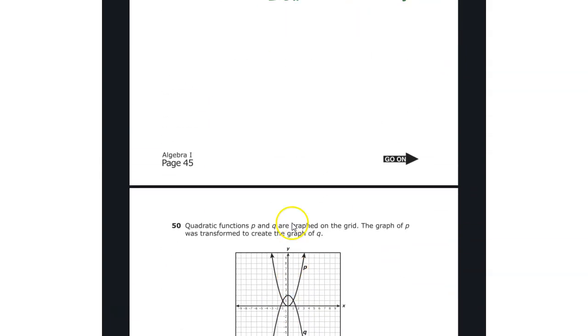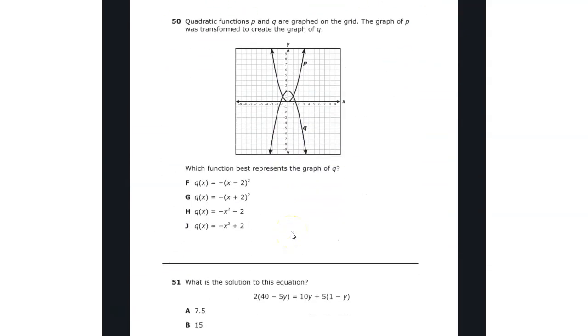So number 50. Quadratic functions p and q are graphed on the grid. The graph of p was transformed to create the graph of q. So we can see here p is upward facing, q is downward facing. So we are going to just reflect it. So there's no movement on the x-axis at all. So we're going to reflect, and when we reflect, we move it up 2 units. So that's going to be that. Because if we reflect, it's just going to look something like that, and then it goes up 2 units.